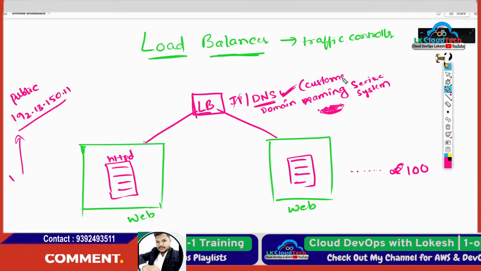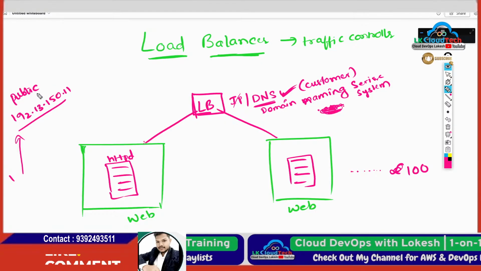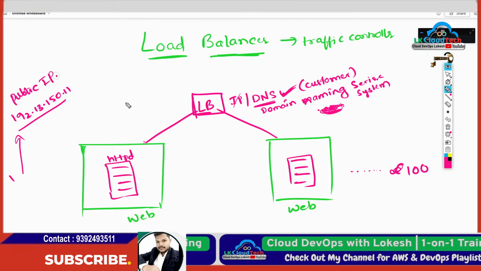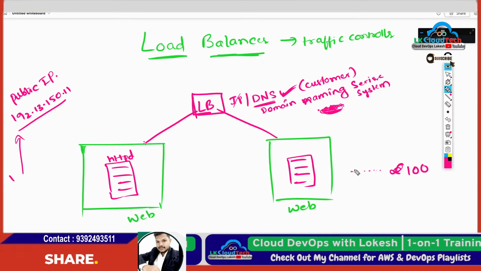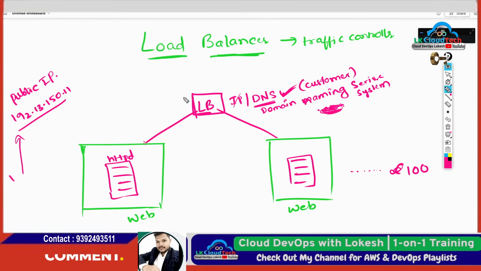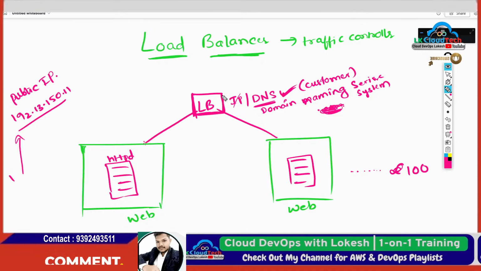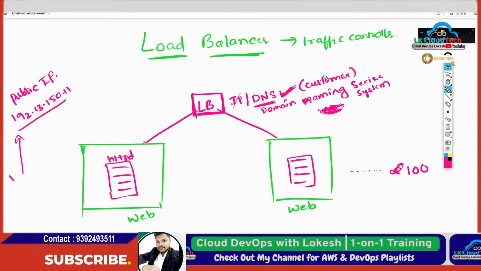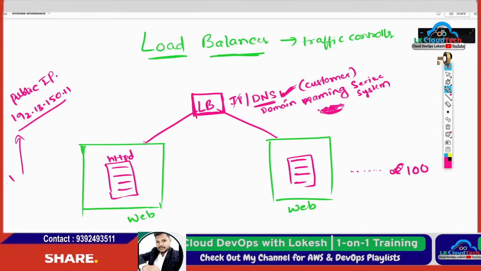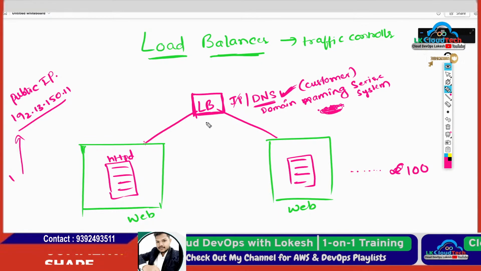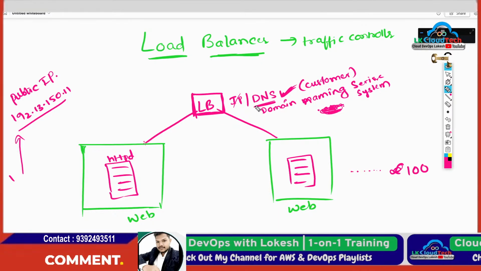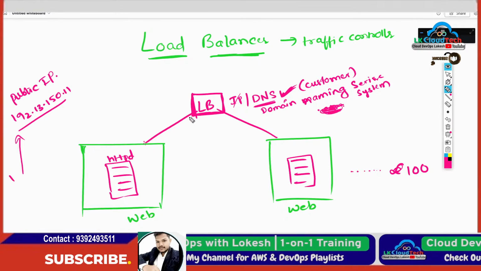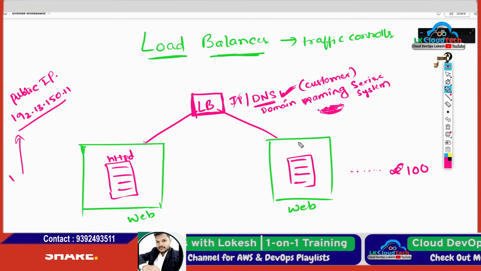Earlier you shared the public IP address. But now, whenever you connect two different servers or 100 servers, the load balancer itself will create one DNS name. That DNS name you can share with the customer. As per my picture, it is distributing the load, correct?